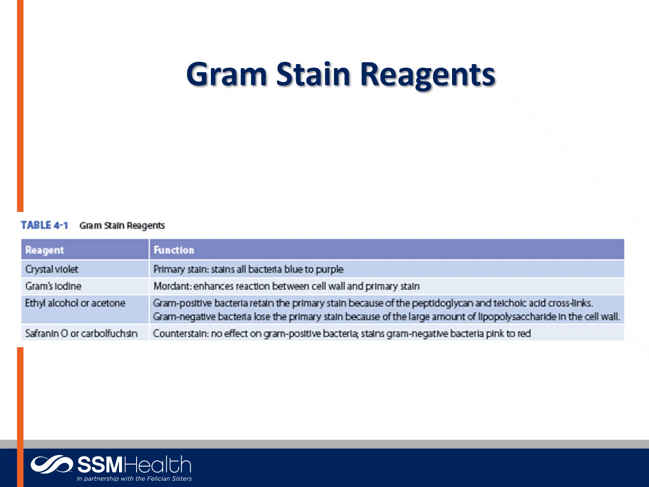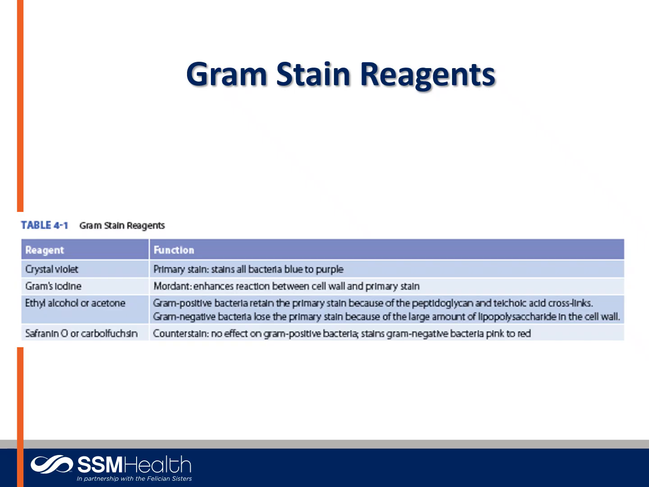Then your decolorizer, and depending on the lab that you're working in, it's either going to be acetone or an alcohol, ethyl alcohol, or maybe even a combination, something that's a little weaker, since acetone's pretty strong. Sometimes you have a combination acid alcohol. And at this point in the decoloration, a gram-positive bacteria, that's going to be one that will ultimately stain purple, will retain the primary stain, and we're going to get more into why that is. Okay, it's because of the peptidoglycan in the cell wall, but we'll get into that.